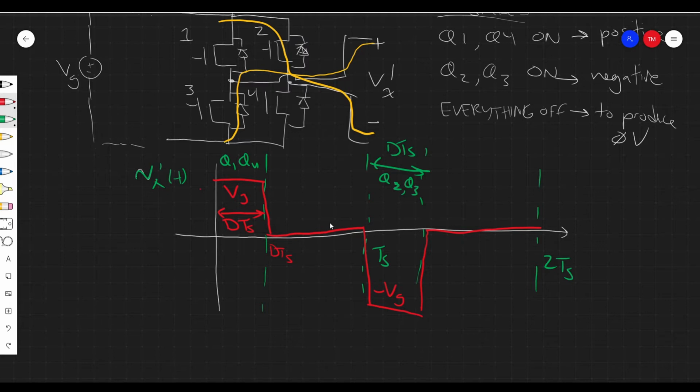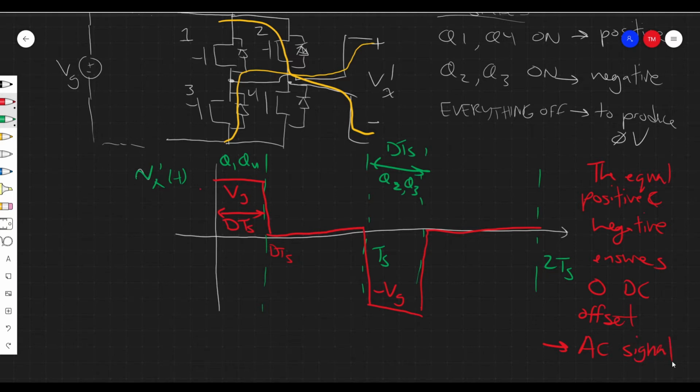So this is the waveform we get. And it looks the same as a buck converter, except that we have equal positive and negative portions. So the equal positive and negative portions ensure 0 DC offset, which means we have a completely AC signal, which is exactly what we want for the transformer.